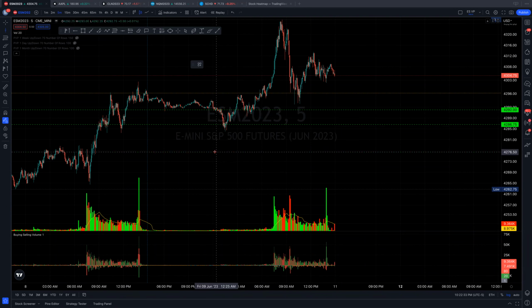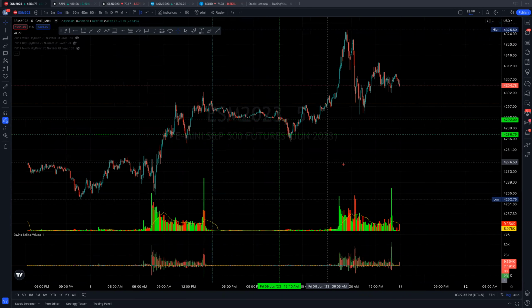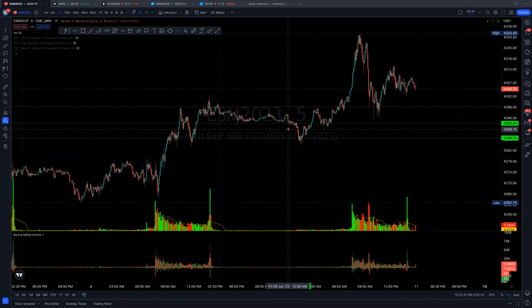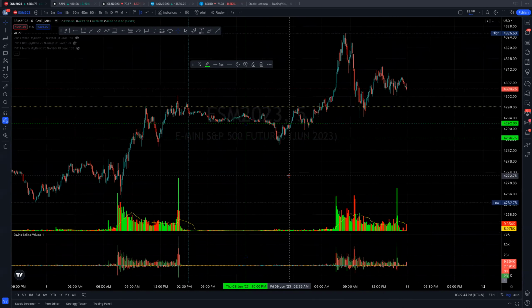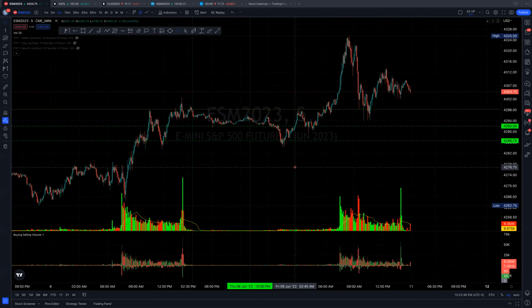Okay, so sometimes even at 10 p.m. you'll see the setup form, and this is 10 p.m. Central, so just so you guys know. What do you mean by scale in? You mean averaging down your position?